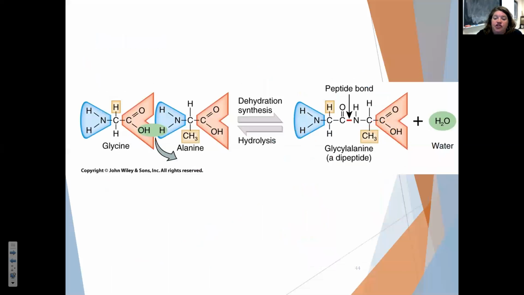So this is the figure that shows we put these 2 together, we form water, dehydration synthesis puts them together, hydrolysis takes them apart. Now in the case of the protein, the bond that's formed has a very specific name, and it's called a peptide bond.